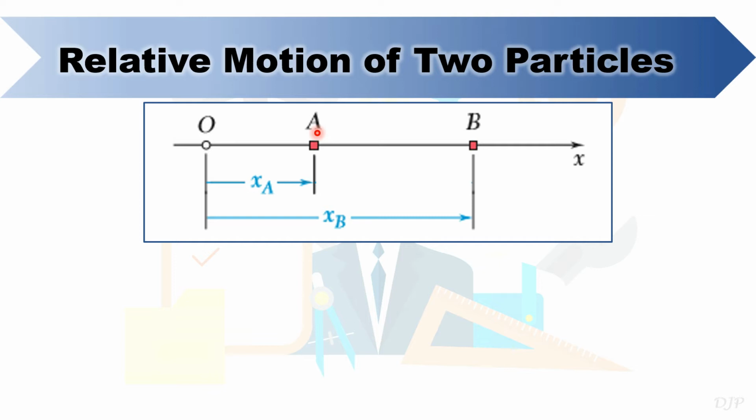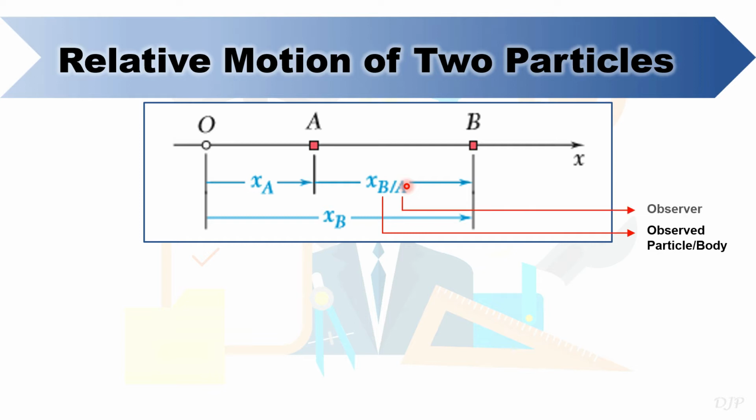From these positions, we can find the position of particle B relative to particle A by just getting the difference between x sub B and x sub A, and we can represent that as x sub B over A. Notice that in the subscript, B is above A, which means that the observed particle is placed in the numerator while the observer is placed in the denominator.